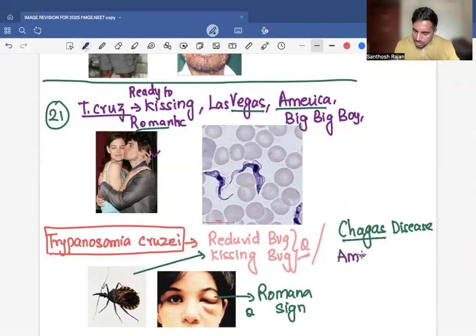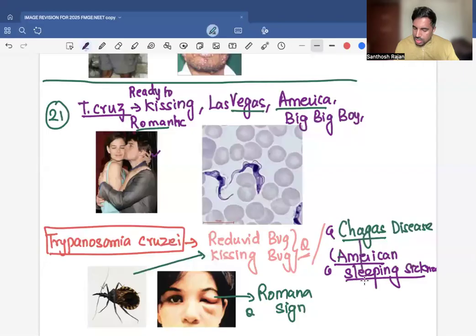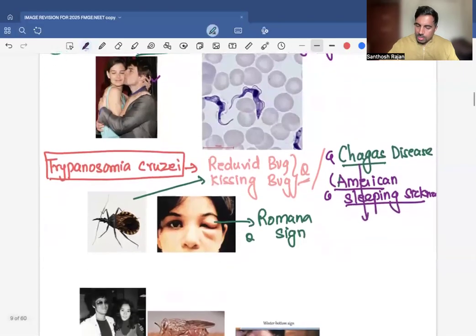And the main thing, why America? The disease is most importantly called American sleeping sickness. Can be a question. American sleeping sickness. Okay, that can be a question.